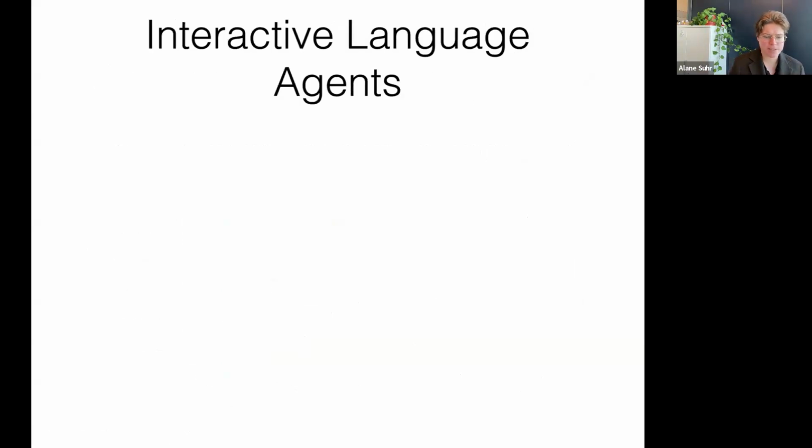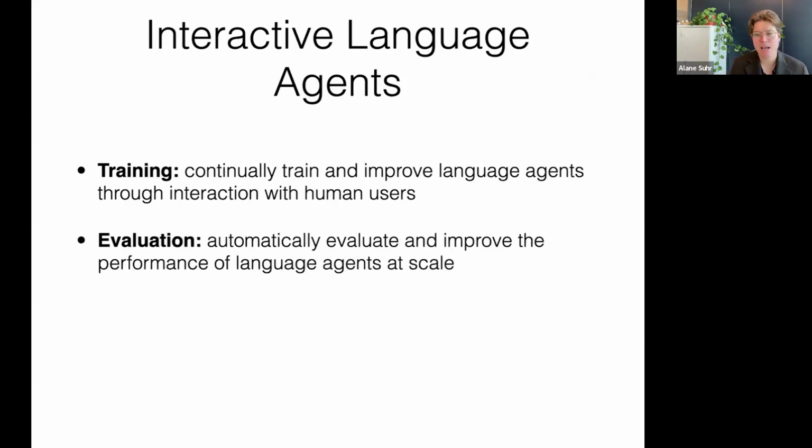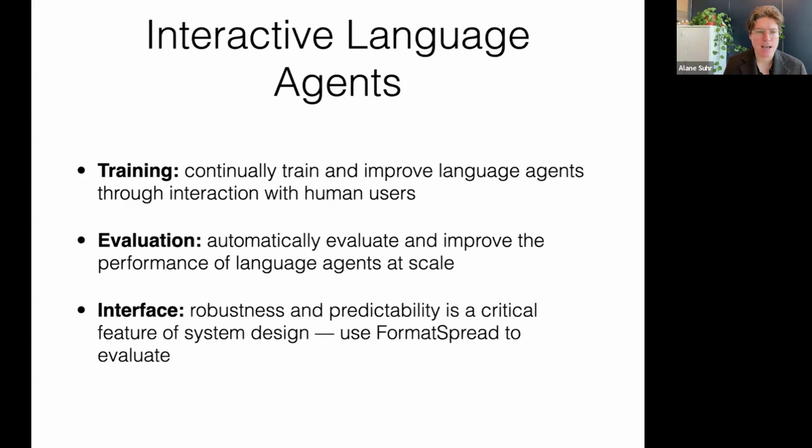All right, so just to conclude, today I've been talking about these interactive language agents, as well as questions around how we can continually train and improve these agents through interaction with human users, how we can evaluate them automatically and improve their performance at scale without requiring human annotations. And then finally, how we should be thinking about the robustness of these models and whether the predictability of their behavior given their inputs is a critical feature of system design.